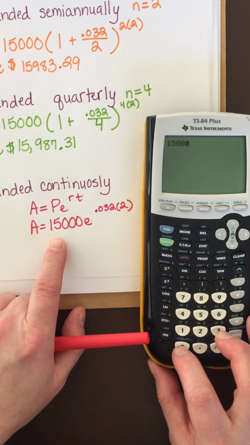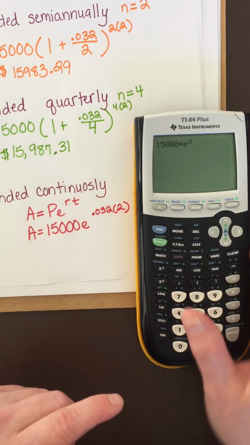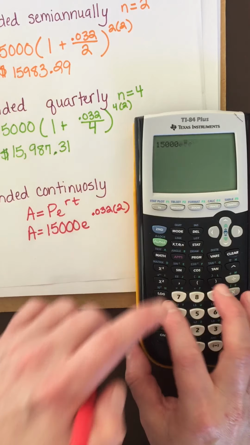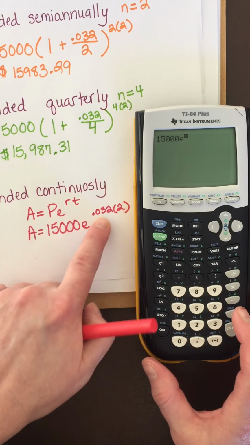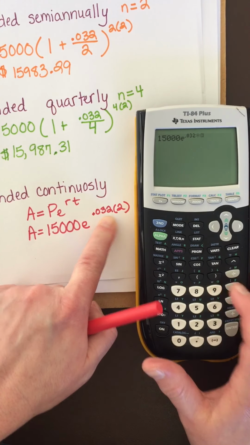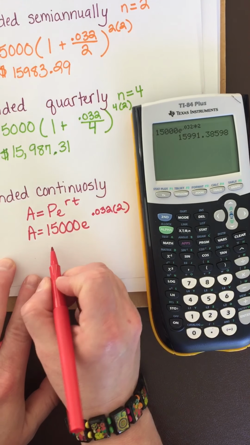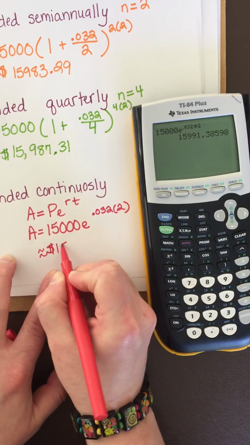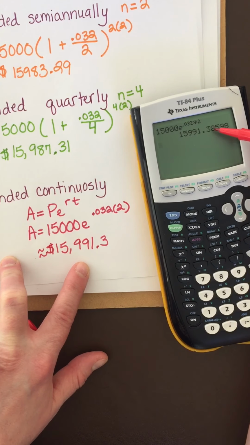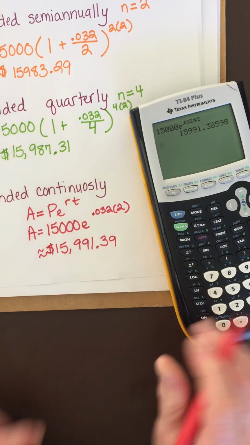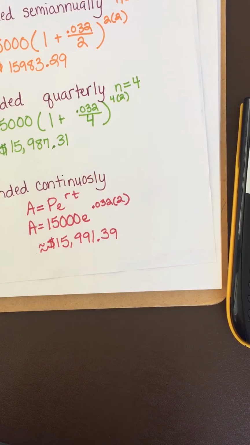So 15,000, whoa, times, I don't really need that times, let's just put in our e. Let's try again, 15,000 e to the 0.032 times 2, pachow, and we get approximately $15,991.39. That 8 will look at the 5, it'll bump it up to a 9, 39 cents. So it went up another $4 basically.